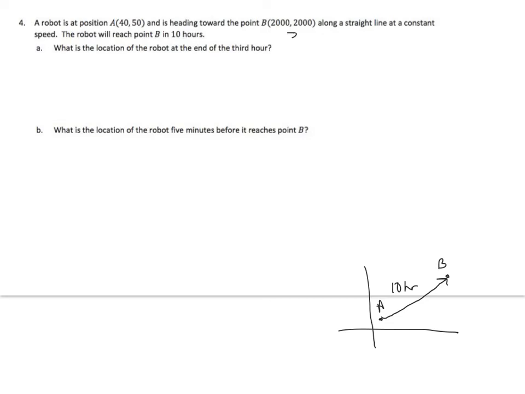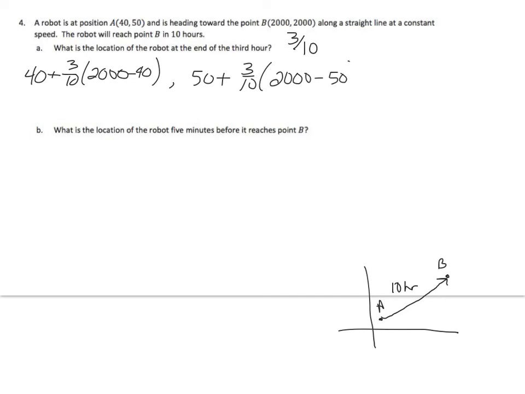So that would be 3/10 of the way, right? So to calculate that, I'm going to have 40 plus 3/10, and then subtract your x values. And then the y value, I start at 50 and calculate 3/10 of the distance. So that is where my robot is. What is the location of the robot 5 minutes before it reaches point B? So I have 10 hours for the total travel time. Subtract 5 minutes would be 9 hours and 55 minutes.